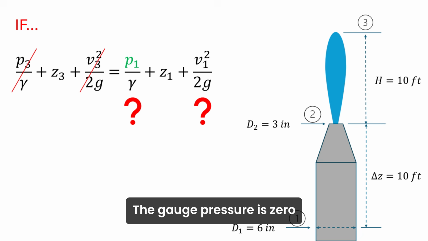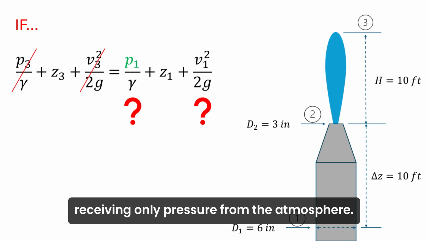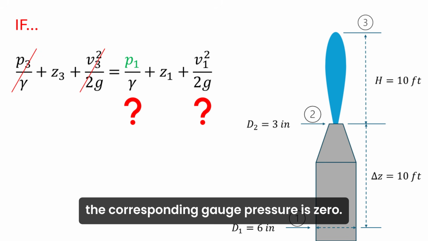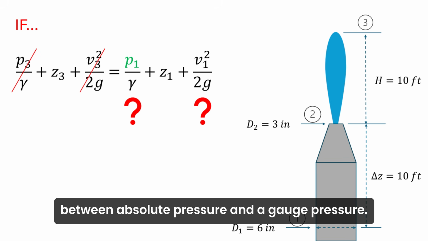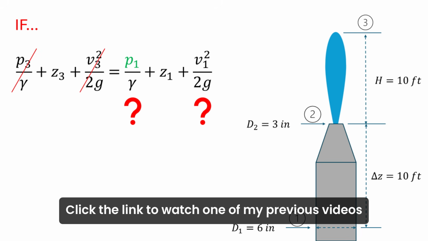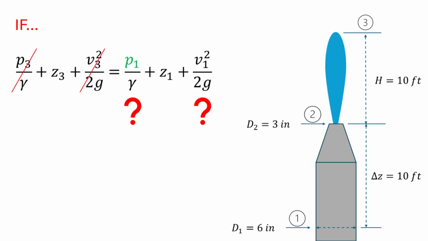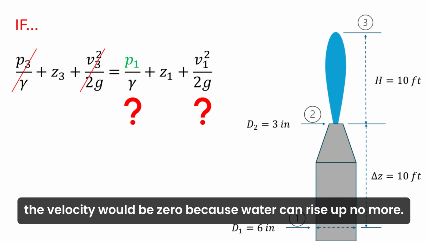At point 3, the gauge pressure is 0 because water is in the atmosphere, receiving only pressure from the atmosphere. While its absolute pressure equals the local atmospheric pressure, the corresponding gauge pressure is 0. If you are confused about the difference between absolute pressure and gauge pressure, click the link to watch one of my previous videos made for this topic. Also at point 3, the velocity would be 0 because water can rise no more.